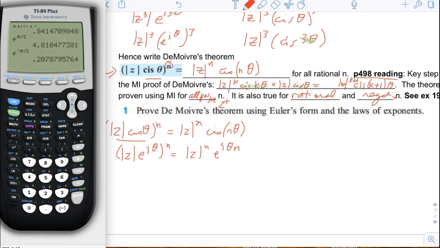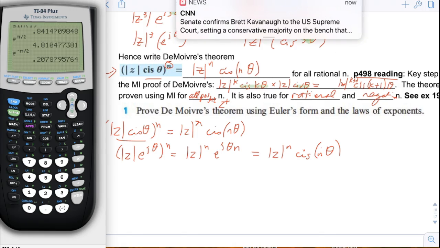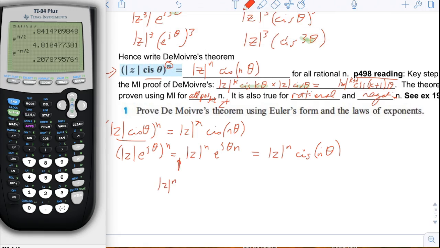Now that we have it written like that, we could just rewrite it using cis θ form, which would be like that. And we're done before we even started. Maybe to make it a little bit more exciting, before we wrote this step, we could have written z to the n, e to the iθ to the n, and then maybe come back and written that. That would have been a little bit more exciting.